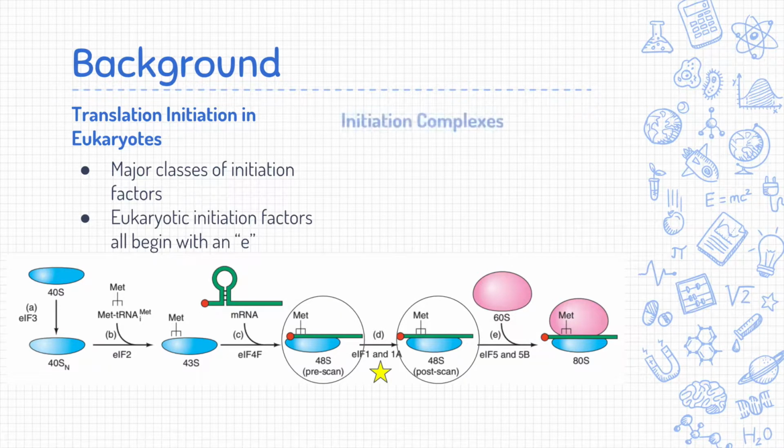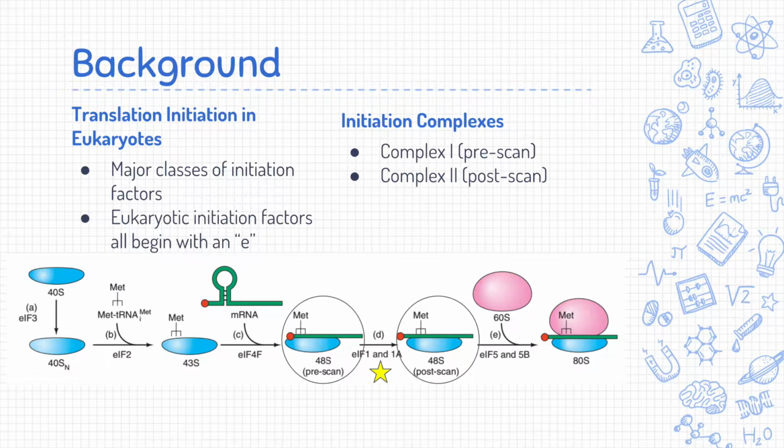Before we jump into the figures, let's review the two complexes involved in translation initiation of eukaryotes. Complex 1, also known as the pre-scan complex, occurs when the 40S ribosomal subunit forms at the cap but does not progress far, if at all. Complex 2, also known as the post-scan complex, occurs when the 40S has scanned downstream to the initiation codon and formed a stable complex.